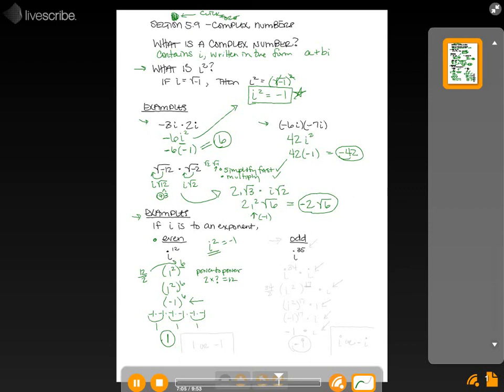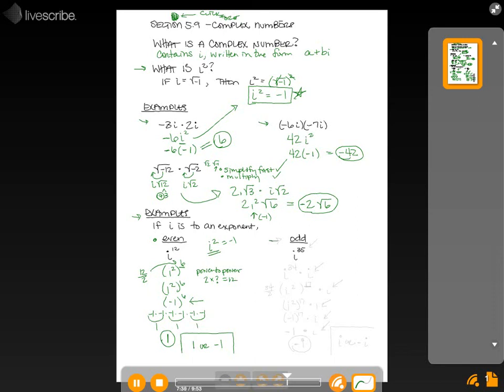Now, I'm going to give you a hint here. If I is to an even exponent, you will get one of two answers. It'll be 1 or -1. It cannot be anything else if I is to an even exponent. It has to be one of those two. It cannot be both of them. Your answer is not 1 or -1. It is 1, or it could have the solution -1. There are two different answers. It has to be one or the other. Okay, that's if I is to an even exponent.